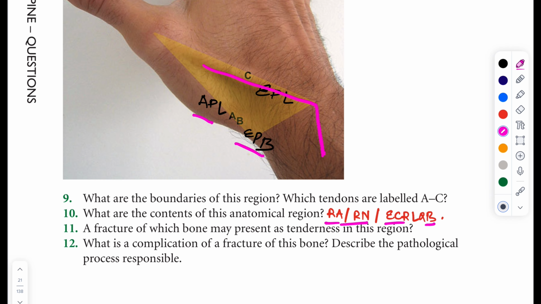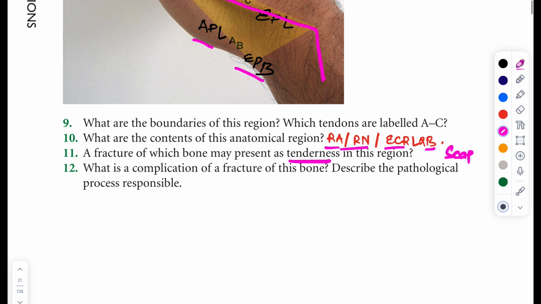Fracture of which bone presents with tenderness? It's basically the scaphoid bone. A complication of the fracture is avascular necrosis.